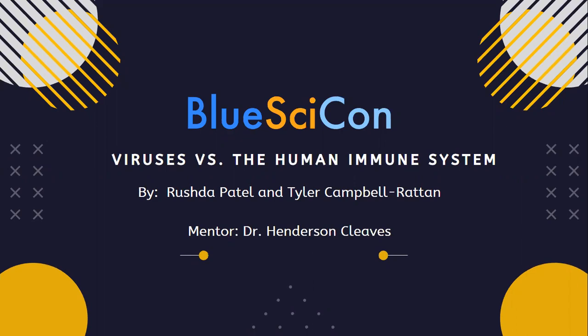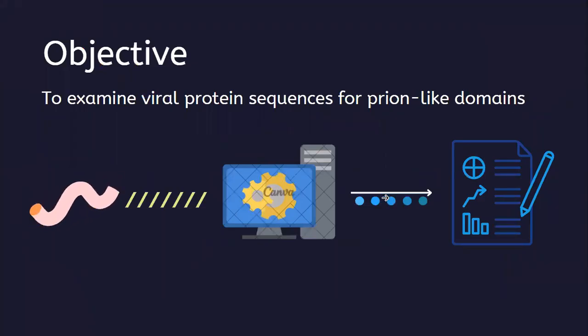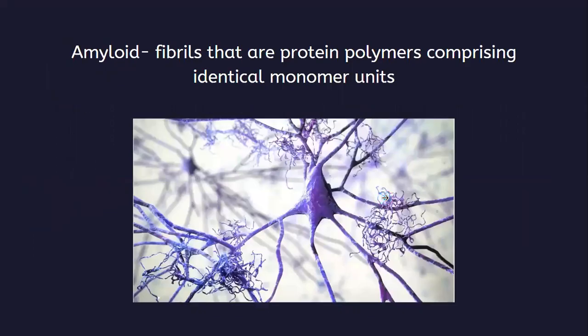Our project was Viruses versus the Human Immune System under Dr. Jim Cleaves. The goal was to examine viral protein sequences for prion-like domains through a pipeline that incorporated multiple algorithms. We aimed to examine the presence of prion-like proteins in viruses and identify common patterns in the distribution across several viral orders. These proteins can aggregate into amyloids, and amyloids are commonly found in QN-rich regions of the proteome. Amyloids can form into prions, which are linked to neurodegenerative diseases.